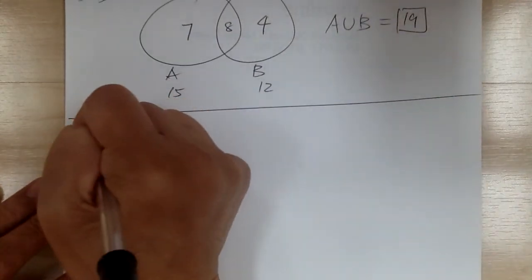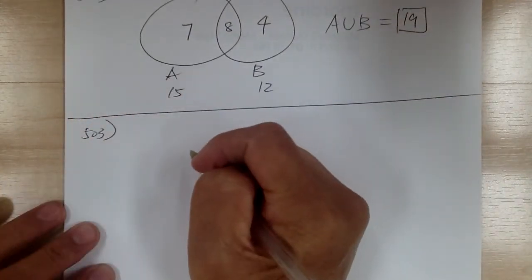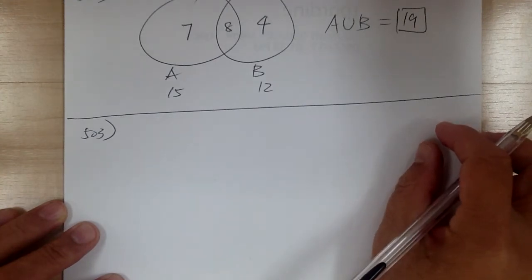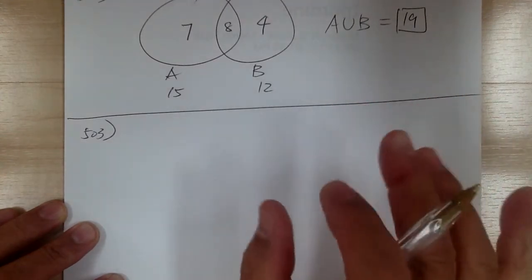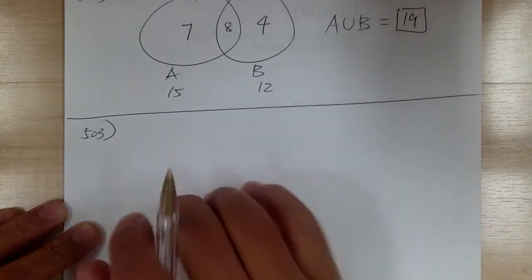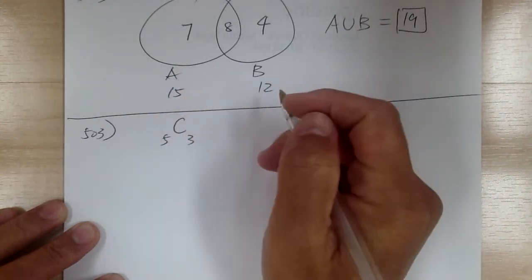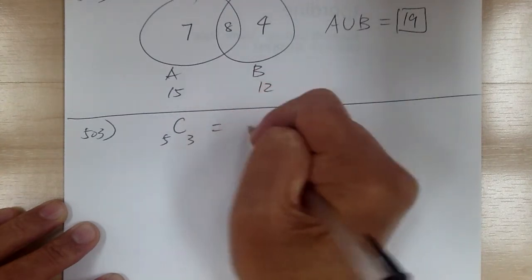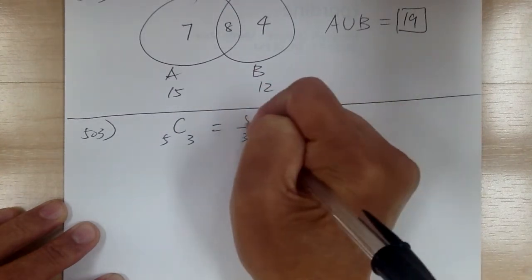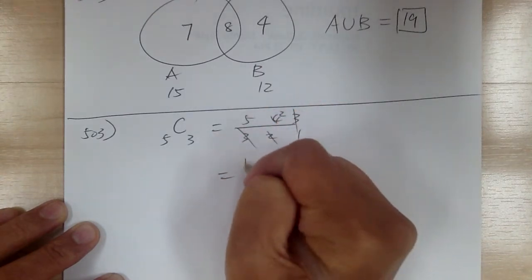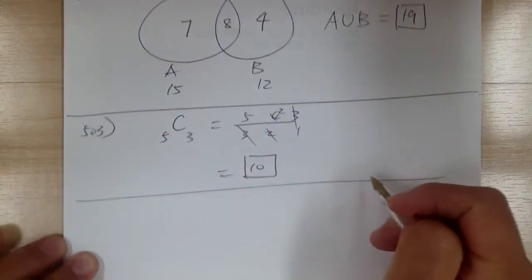Okay, so let's go to 503. It says how many 3-element subsets can be formed from a set of 5? So basically you have 5 elements and you're going to choose any 3 to form a subset. So this is 5 choose 3, which equals 5 times 4 times 3 over 3 times 2 times 1. So cancel, cancel. So this will equal 10.